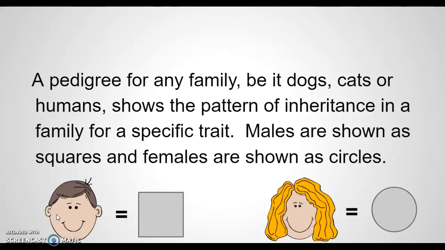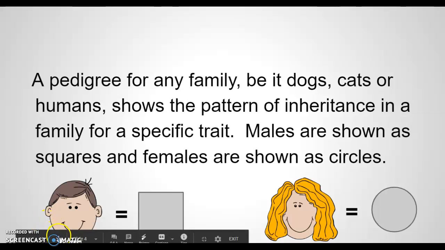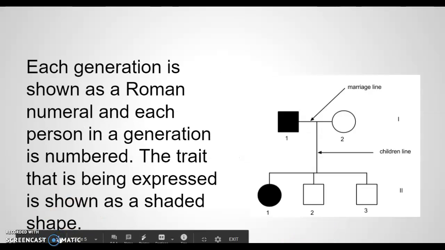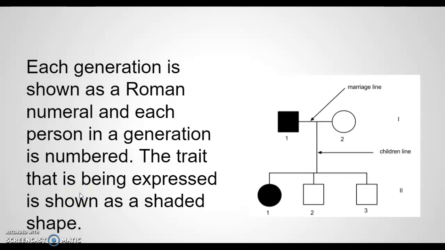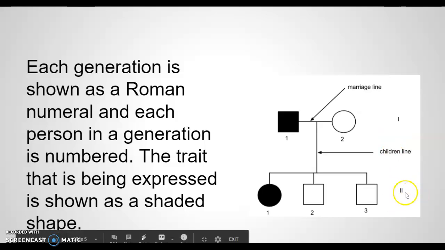The first thing to know is that males are shown with squares and females are shown as circles. So it looks like a family tree working your way down, full of circles and squares. The way we organize it is we mark each generation with a Roman numeral. So if you look over here, this first generation is Roman numeral 1. Their children are going to be Roman numeral 2.